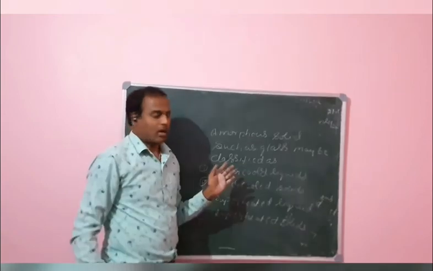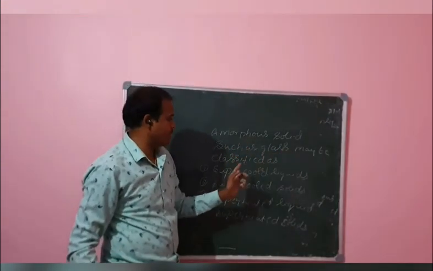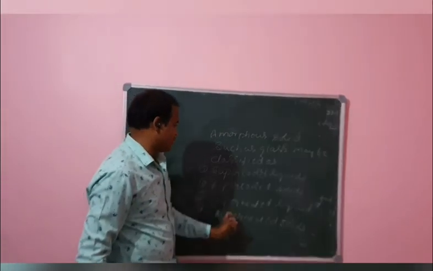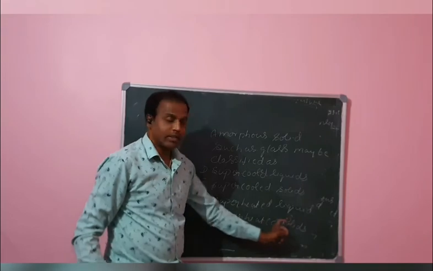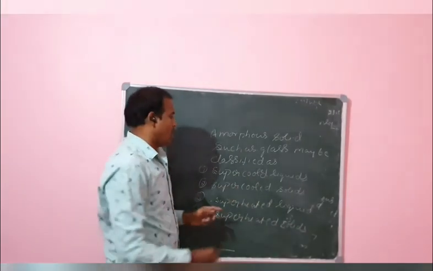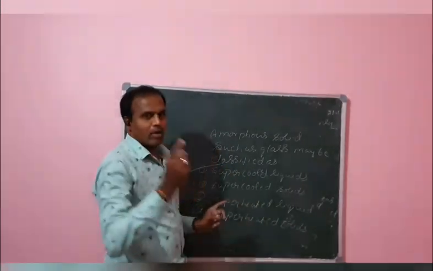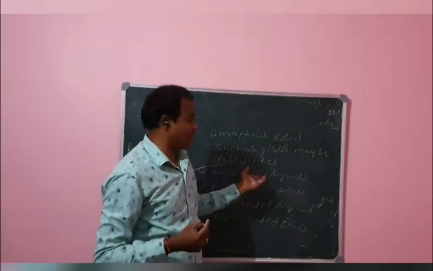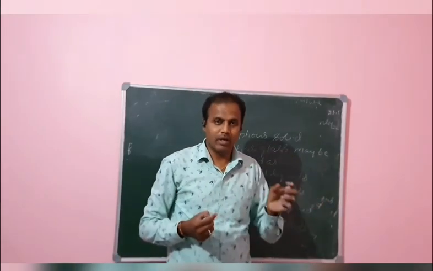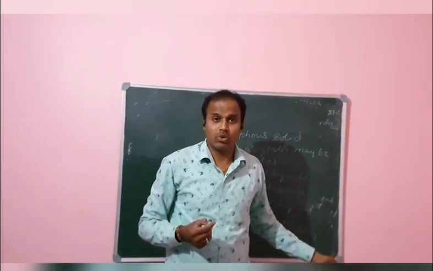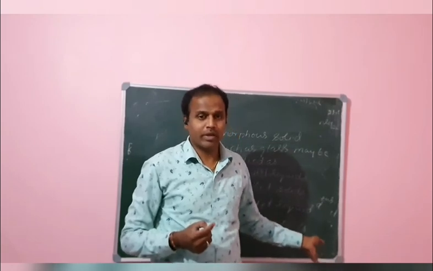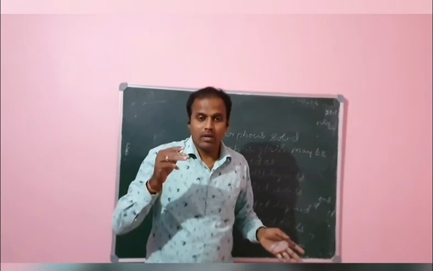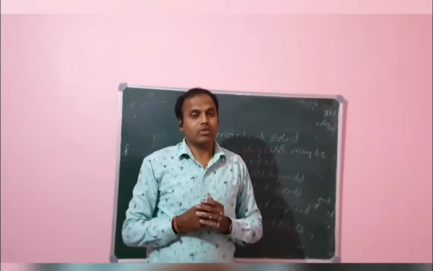The best example: amorphous solid such as glass may be classified as a supercooled liquid, supercooled solid, superheated liquid or superheated solid. Which one is it? The option is supercooled liquid. You already know amorphous solid such as glass is considered a supercooled liquid, also called a pseudo solid. Why is it a supercooled liquid? Because the liquid moves slowly.